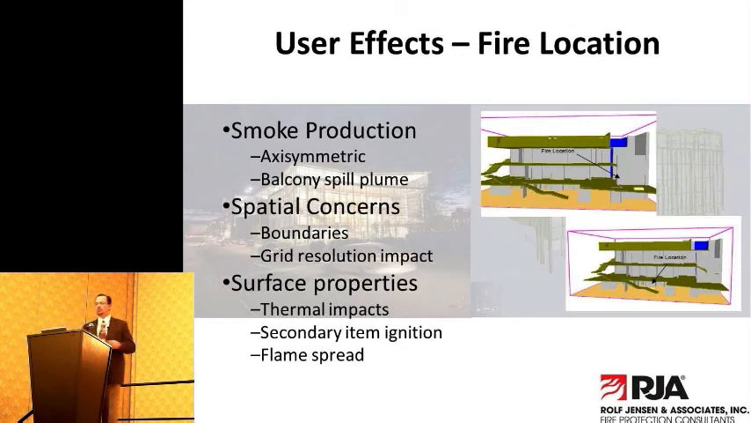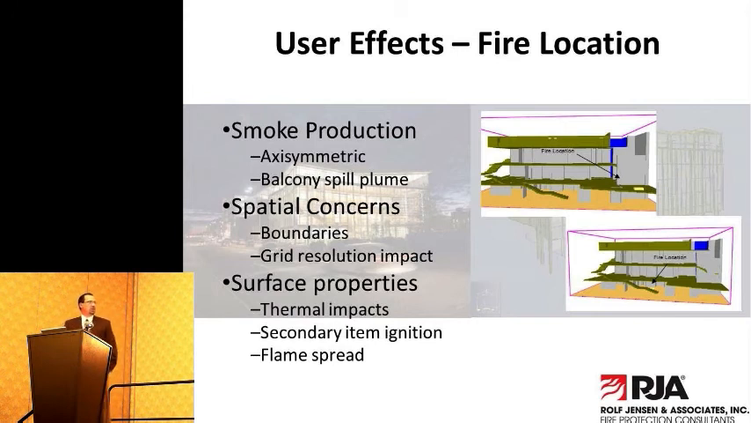The fire location is another source of uncertainty and error, possibly. In the case of our model that we ran, both axisymmetric and balcony spill plume models were considered. And it's hard to see in the graphic there, but this is an axisymmetric plume where this is the entry-level orchestra level, and then there's the mezzanine level. On the orchestra level, there was a fire out in the open that was the axisymmetric plume, and then there's a fire underneath the balcony on the entry level, which was our balcony spill plume condition there.